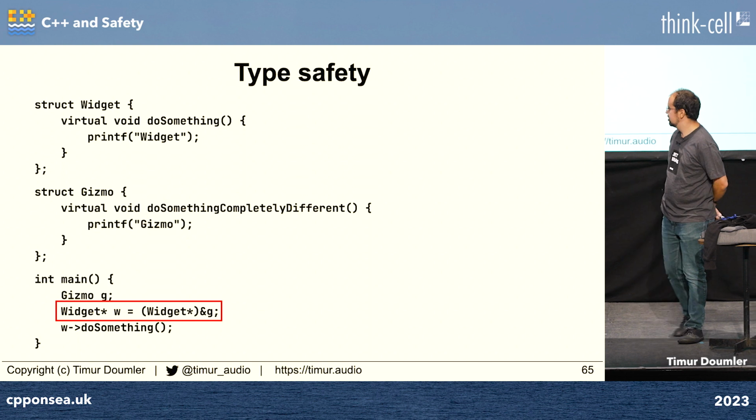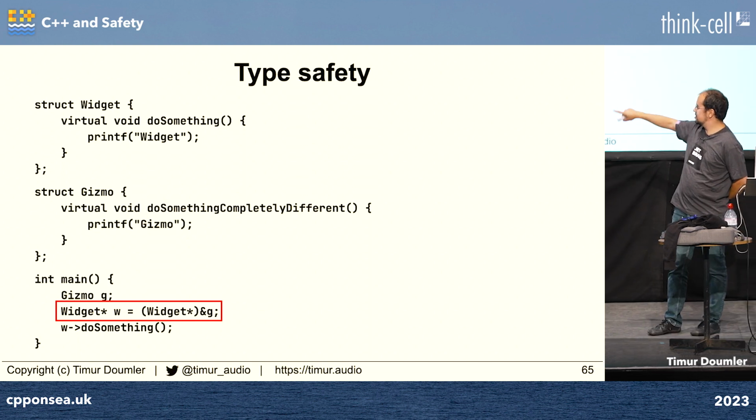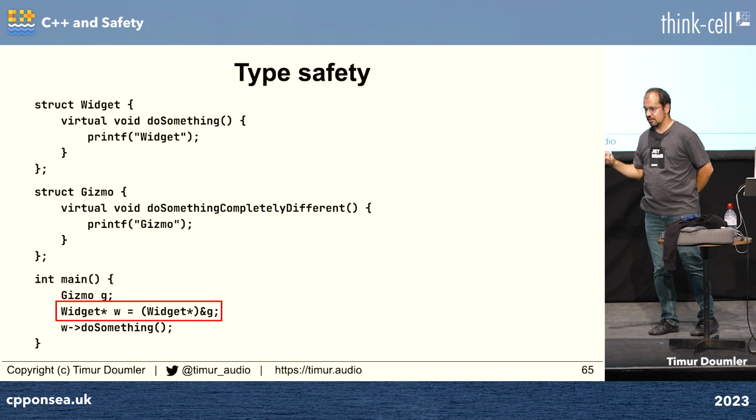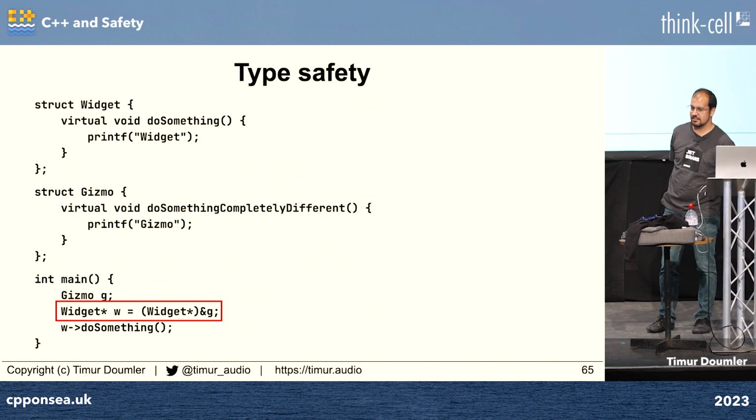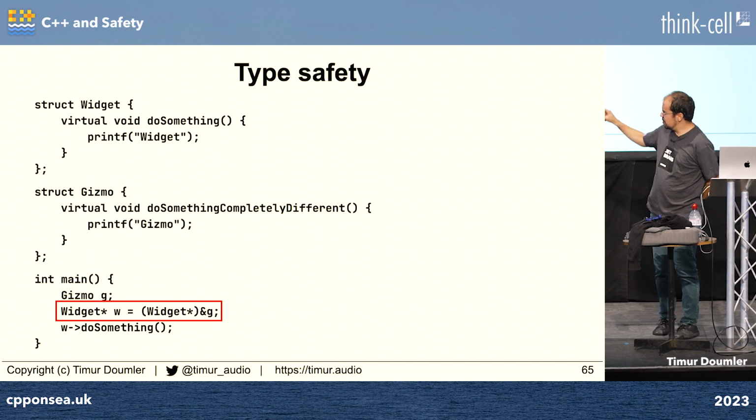Yep. This C-style cast folds back to a reinterpret cast if all the other casts fail. So please never write C-style casts because of that reason. It's a hidden reinterpret cast. Okay, so it's going to compile. What is it going to do?